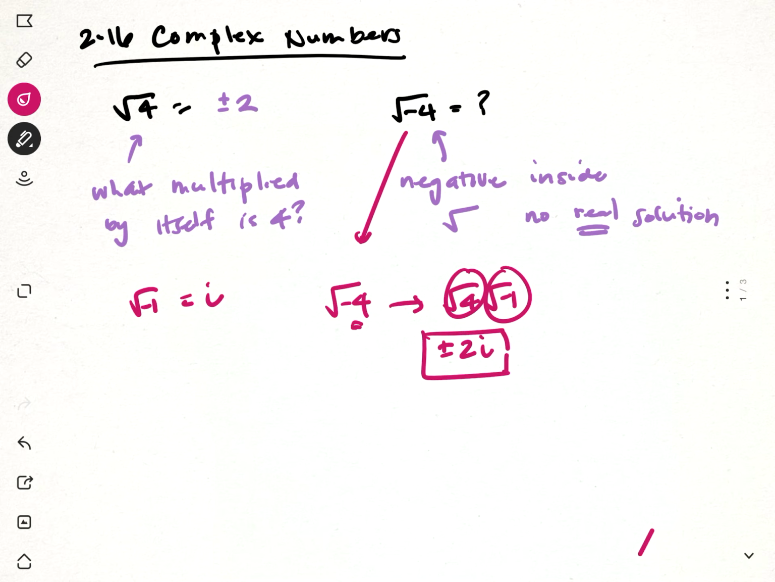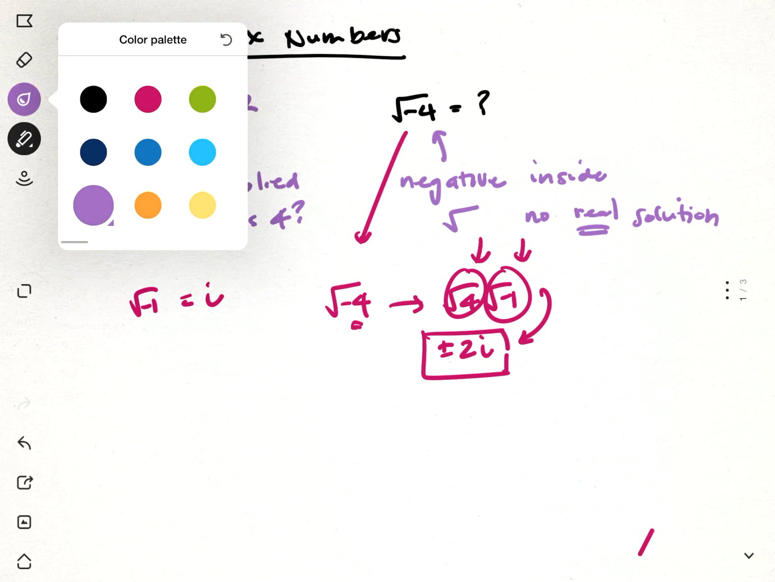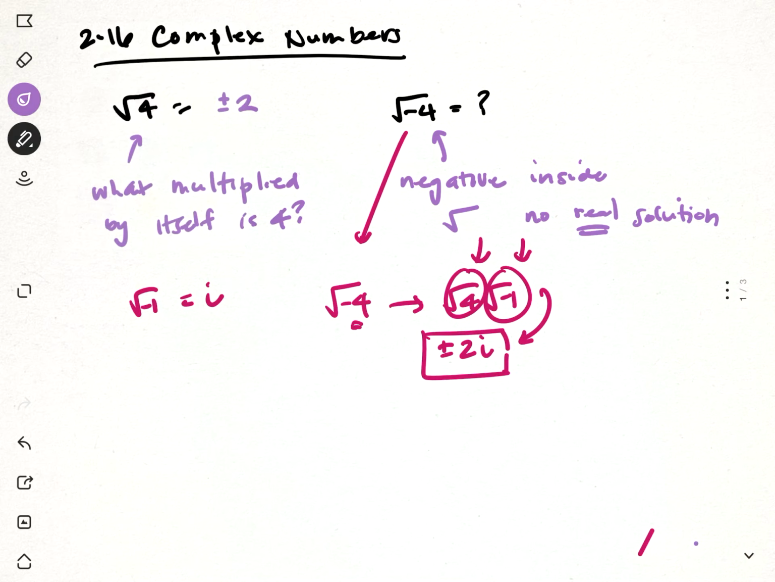So anytime we have a square root with a negative inside, we're going to change that into multiple radicals if we have to. We're just going to separate the negative 1 from the rest of the inside of the radical, and then call that square root of negative 1 i. Now, since we're at this point, we should probably talk about what happens when we have different powers of i.